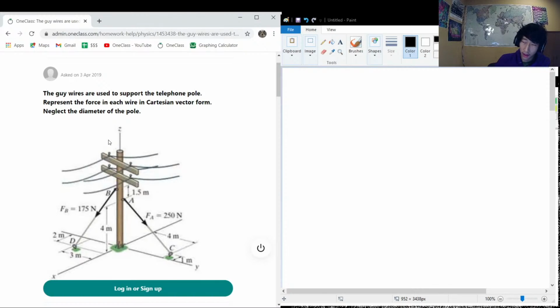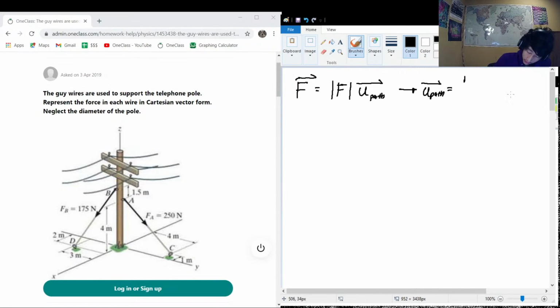So we know that to get Cartesian vector form, we would just take the vector magnitude, and we are given the magnitudes in this case, multiplied by the unit vector along the path. And the unit vector of the path is just equal to the distance vector divided by the magnitude of the distance vector. Okay, so this is our procedure and how we want to proceed.